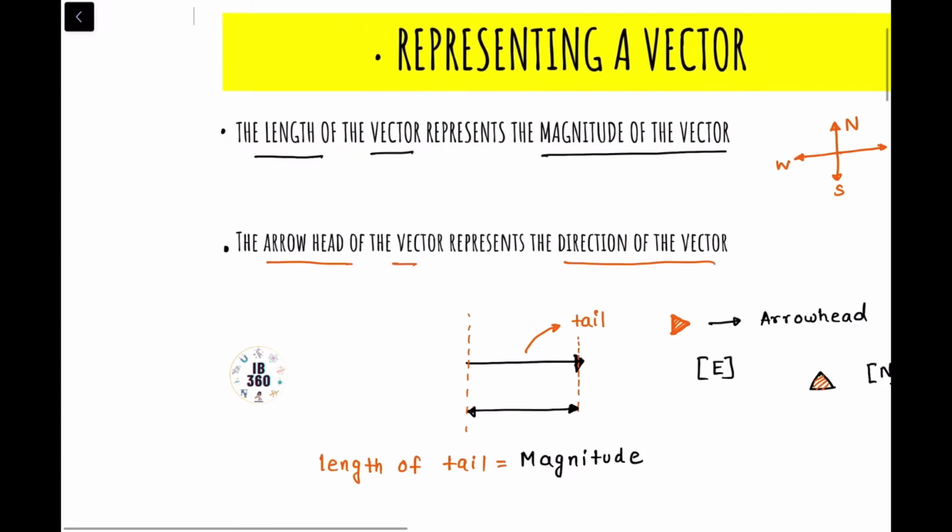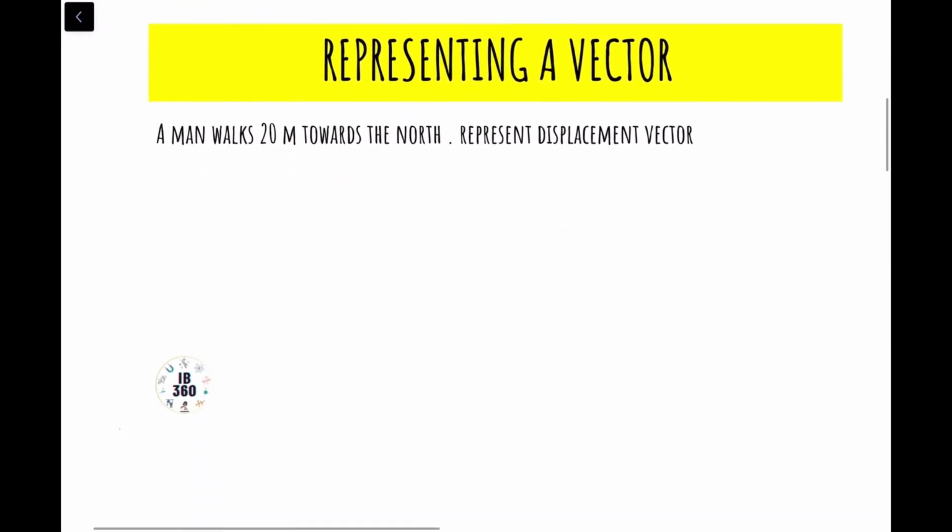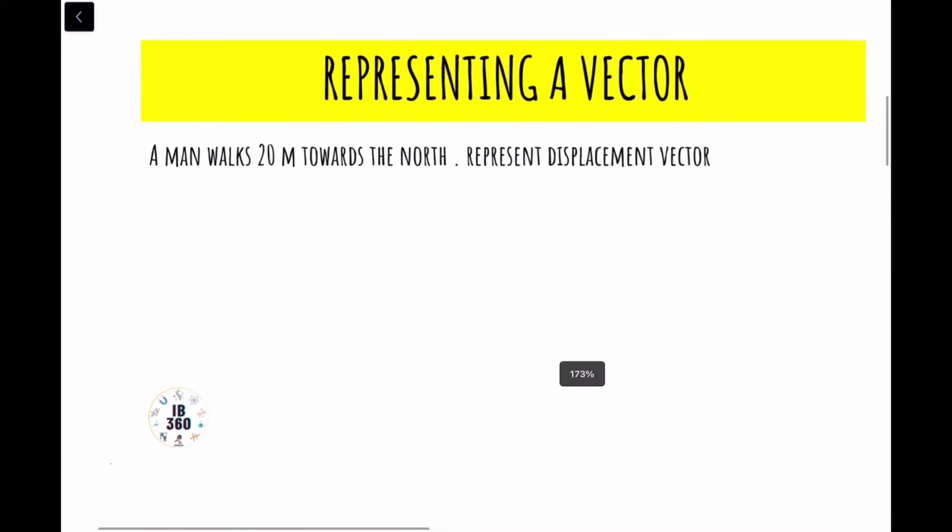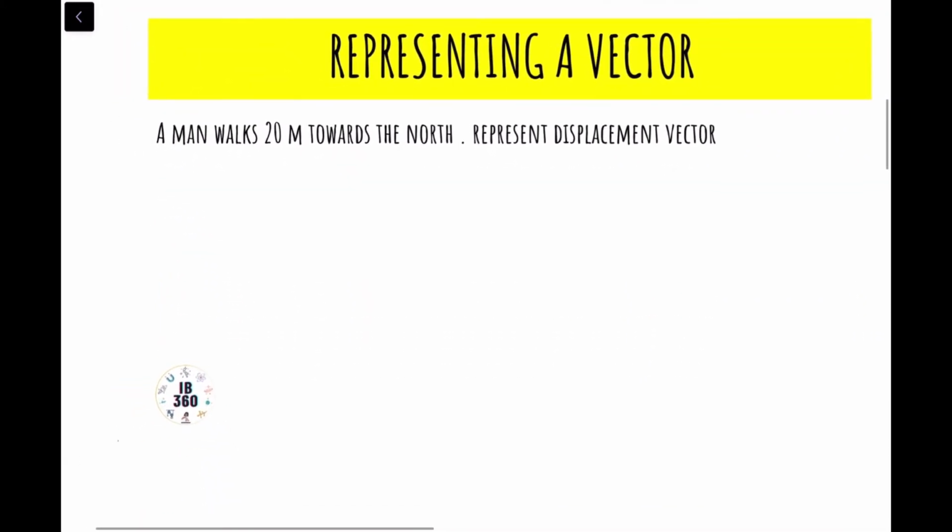So let's go to the next slide. Today we are going to represent this vector: a man walks 20 meters towards the north. First of all, we need to know about the direction. This is north, this is south, this is east, and this is west. The man walks 20 meters, so the length of the tail of the vector will be 20 meters, right?